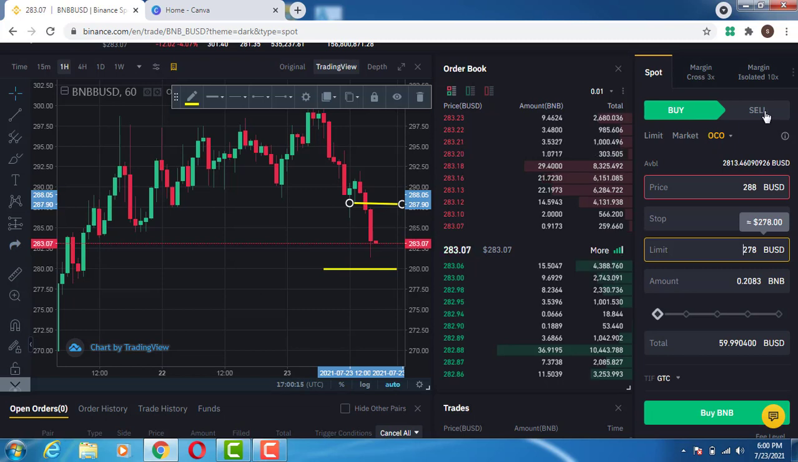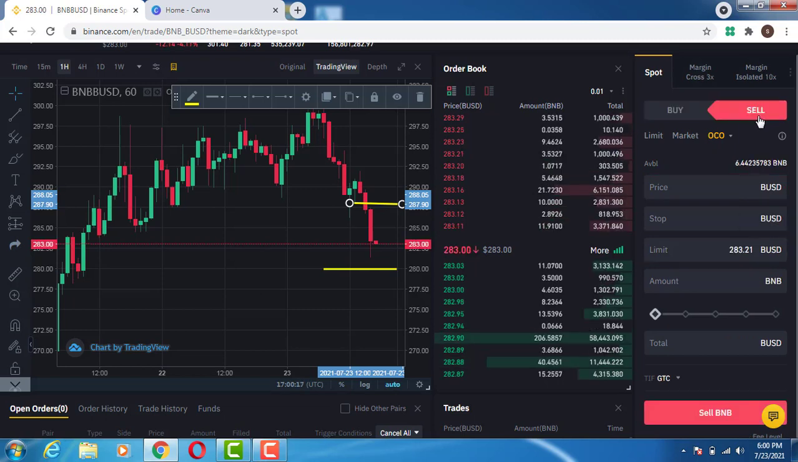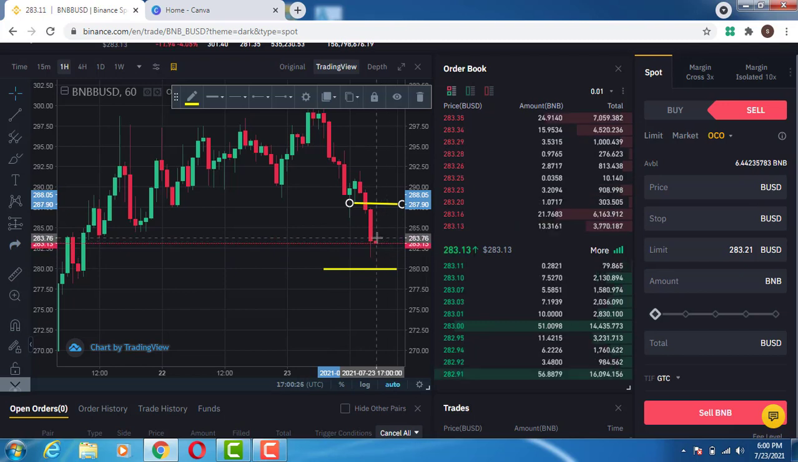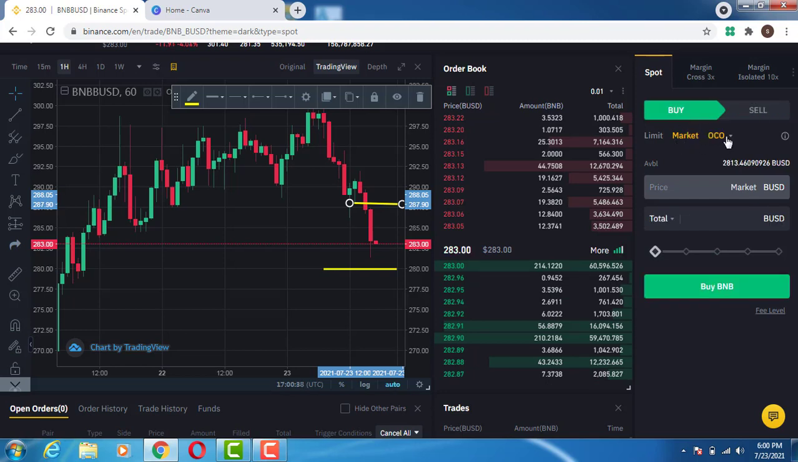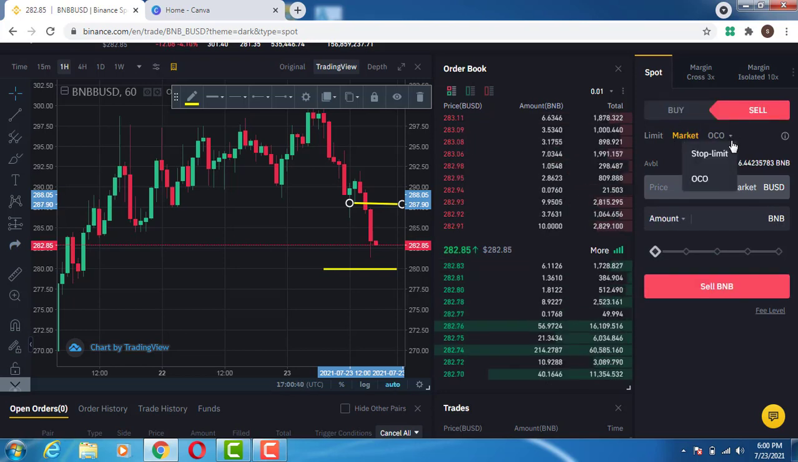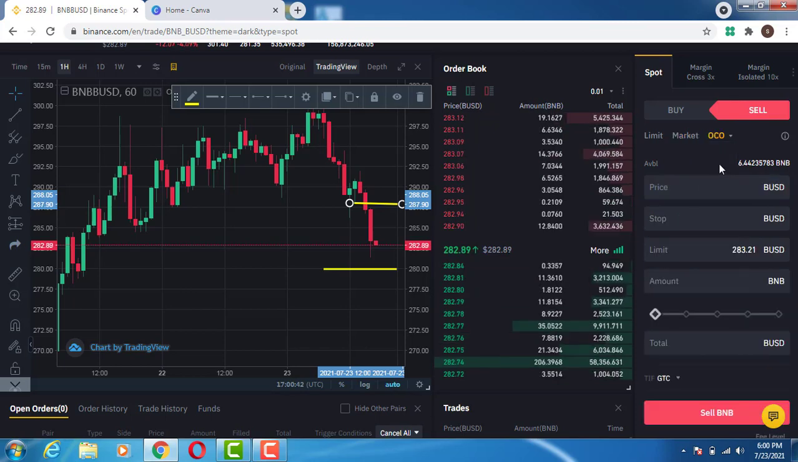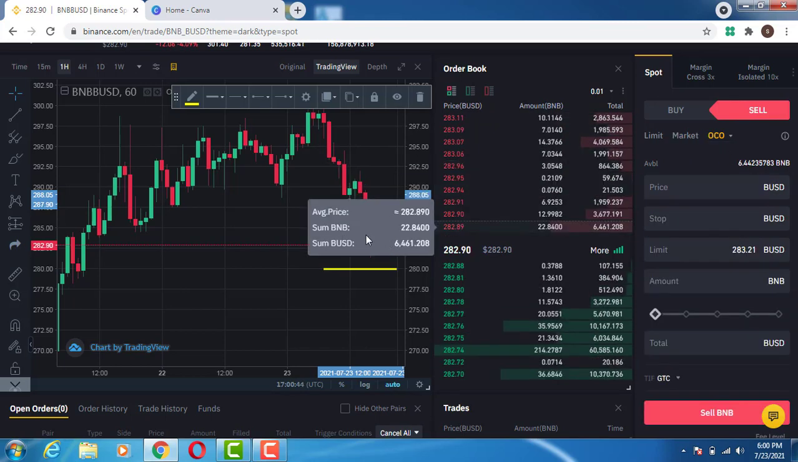Now, for your OCO sell order, remember you cannot set a sell order for what you don't have. That means for you to set an OCO sell order, you must first of all have that particular coin in possession. That means you must first buy the coin, either with a normal limit order or a market order. Either of these, you use it to buy the coin with a buy order, and then you come to the sell tab, and then you set the OCO sell order for this very example.